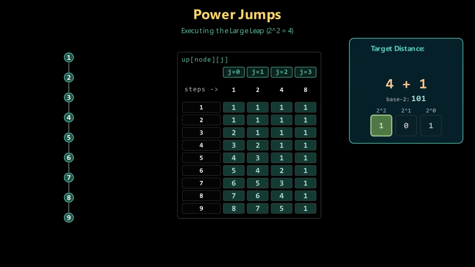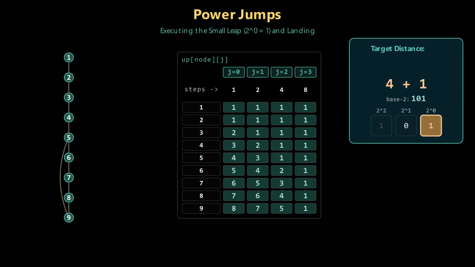We read our binary bits from largest to smallest. The first active bit represents a jump size of 4 edges. The algorithm instantly checks column index 2 of our parent grid for our current node, retrieves the ancestor sitting 4 levels above us, and teleports the cursor there in a single, constant time operation.